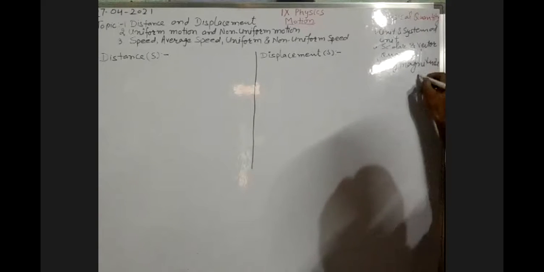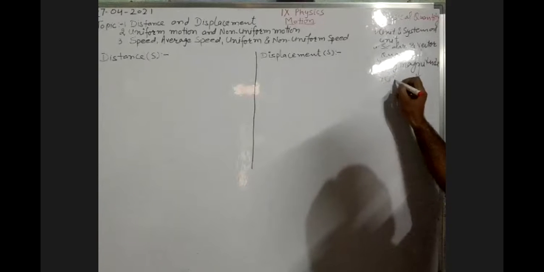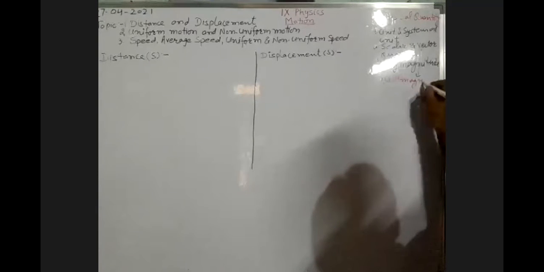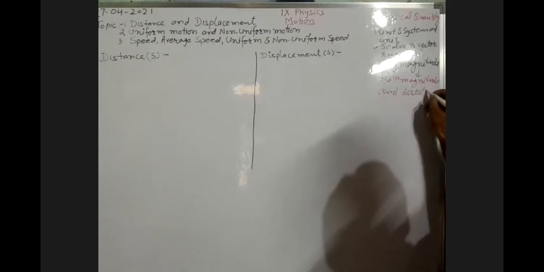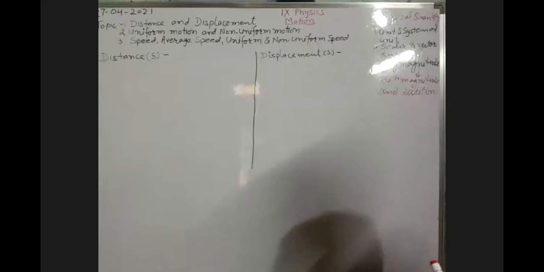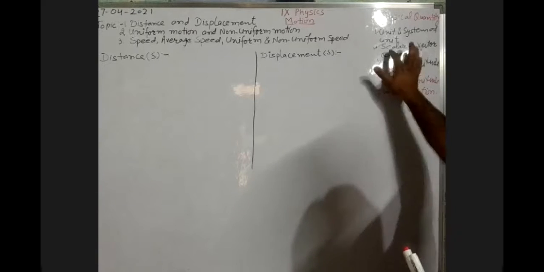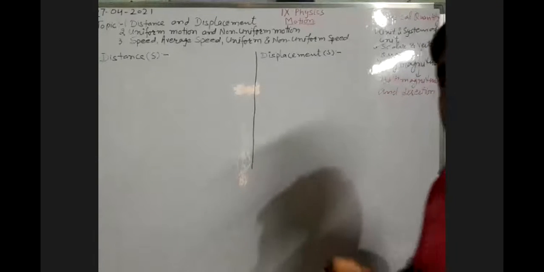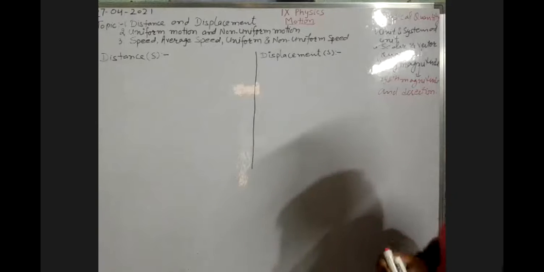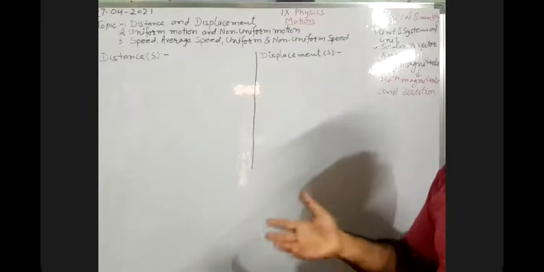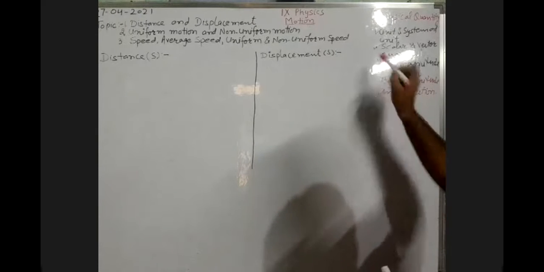And what are vector quantities? Those quantities which have both magnitude and direction are known as vector quantities. What are the examples? Examples of scalar quantities are mass, length, time, distance. We do not require any direction to measure mass, length, time, distance, temperature, area, volume. So these types of quantities are known as scalar quantities.